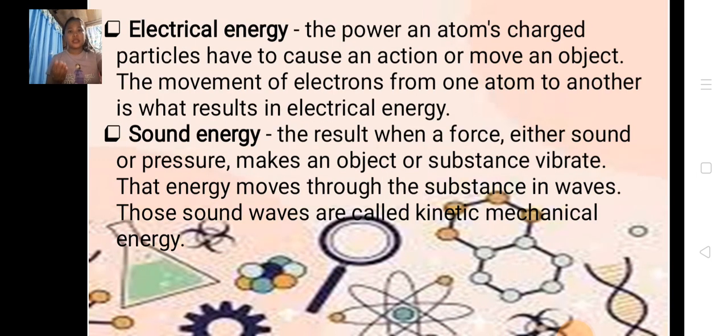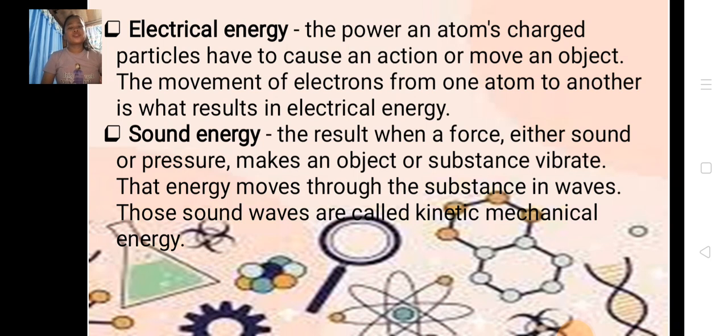So now the third one is electrical energy. Electrical energy is the power an atom's charged particles have to cause an action or move an object. So in other words, electrical energy is based on, for example, solar cells that change sunlight into electrical energy, and turbines that turn kinetic energy into electrical energy. So mao na siya ang electrical energy.